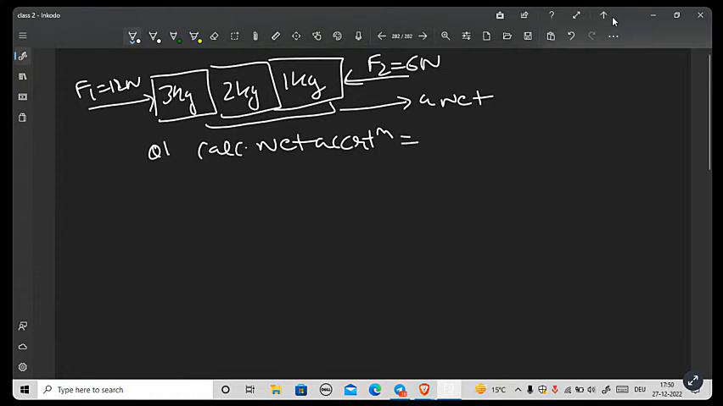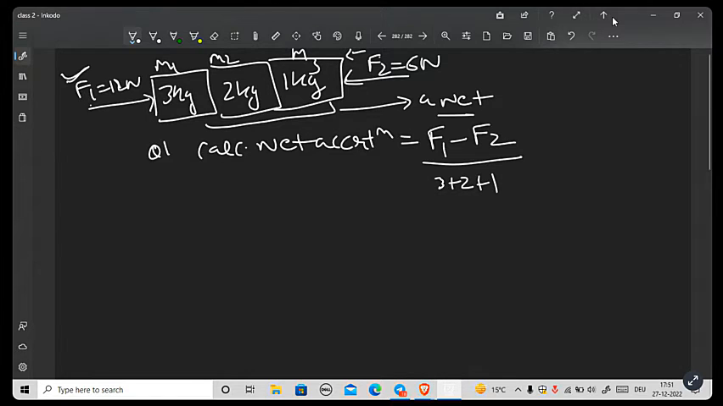So net force will be... which force is responsible for the motion in the right direction? It is F1, because F2 is acting in the left direction. So if the overall motion is in the right direction, it is due to F1. So we will write F1 minus F2 upon what? Total mass, which is 3 plus 2 plus 1, or if I say M1, M2 and M3, then M1 plus M2 plus M3.